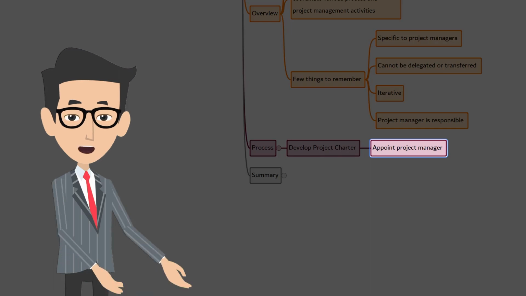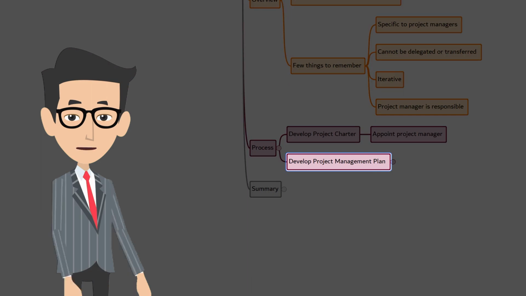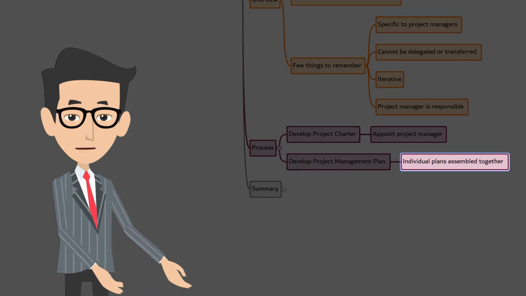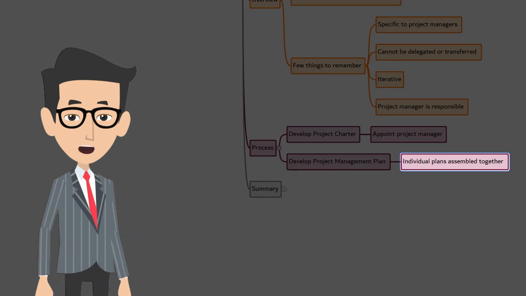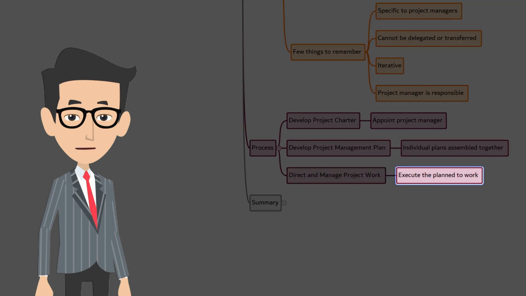Develop project management plan. Develop project management plan is all about defining, preparing, and coordinating all the components of the project and consolidating them in a way to manage the project more efficiently. Direct and manage project work. It's all about leading and performing the work that is defined in the project management plan and also implementing approved changes to achieve the project's objective. I hope you recall our detailed discussion on implementing approved change requests.